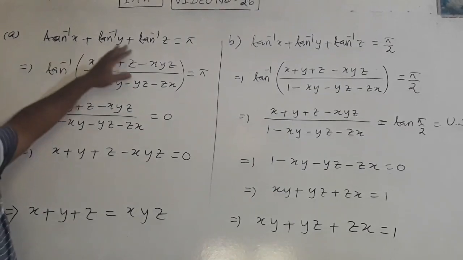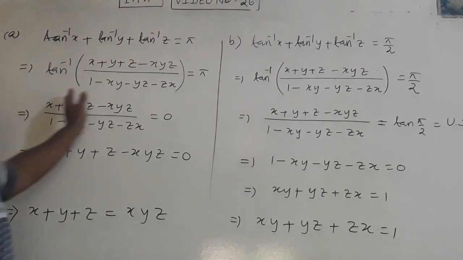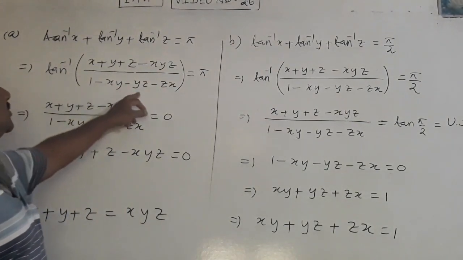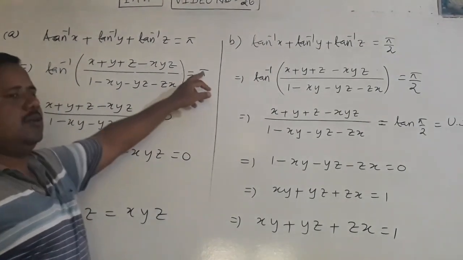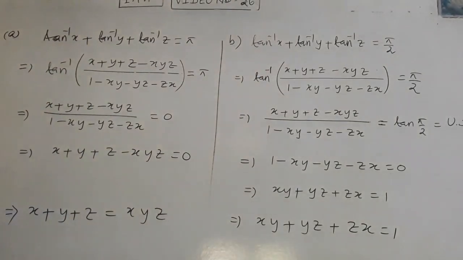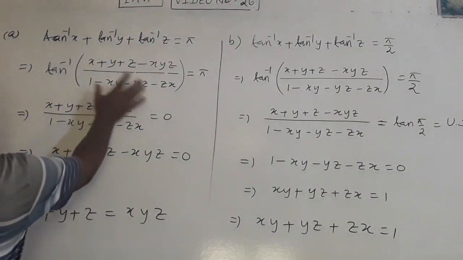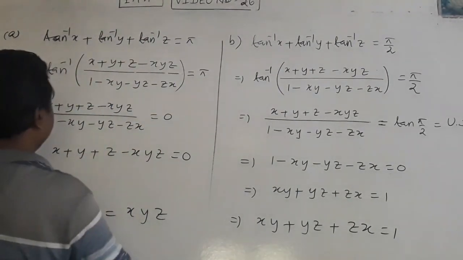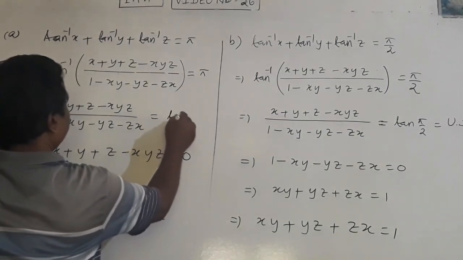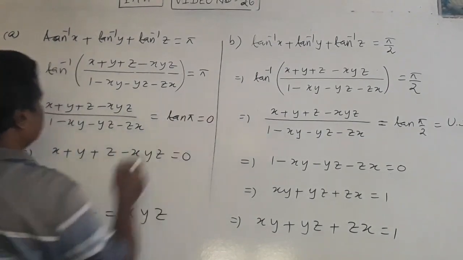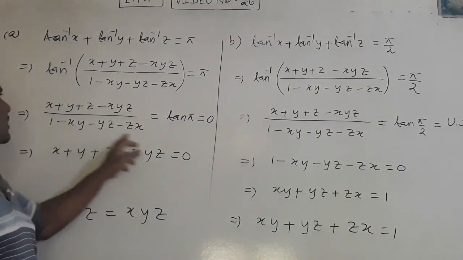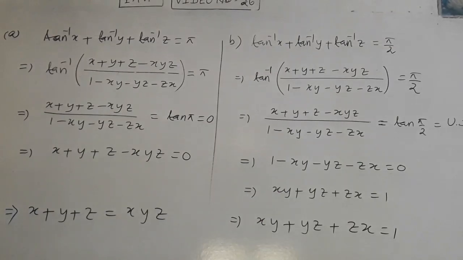Now applying tan inverse x plus tan inverse y plus tan inverse z, in both cases the formula is (x plus y plus z minus xyz) by (1 minus xy minus yz minus zx), which is equal to pi here, and there it is equal to pi by 2. If you take tan inverse to the other side, it becomes tan pi, whose value is 0. If the value is 0, then x plus y plus z minus xyz multiplied with 0 gives the result. Then x plus y plus z is equal to xyz.